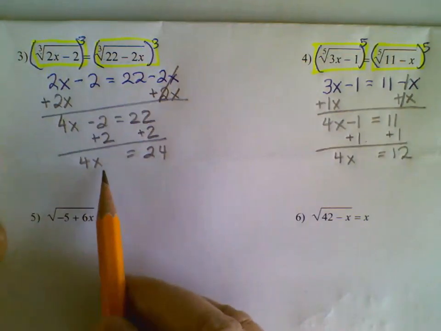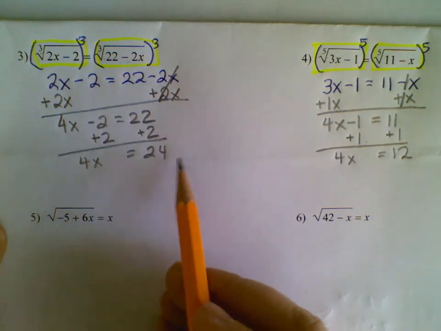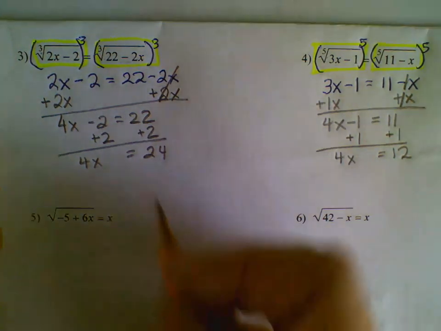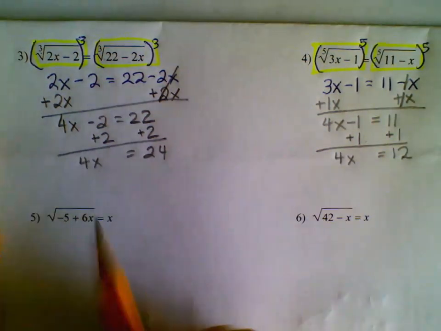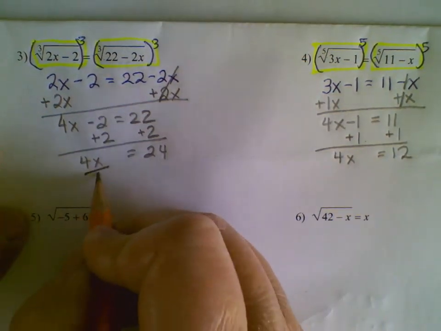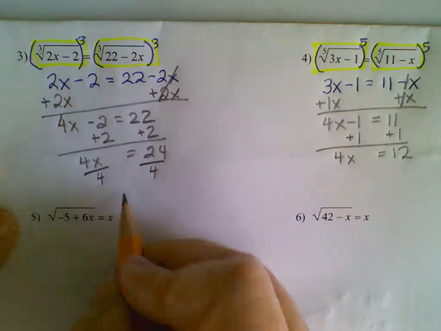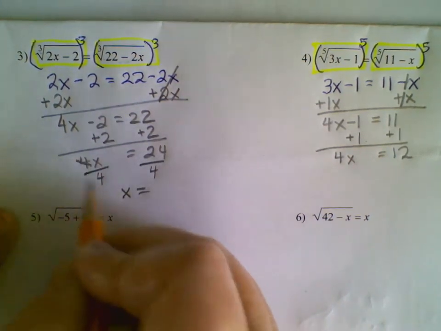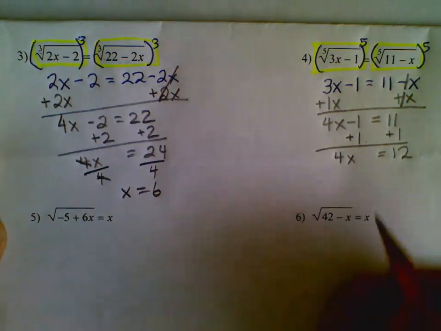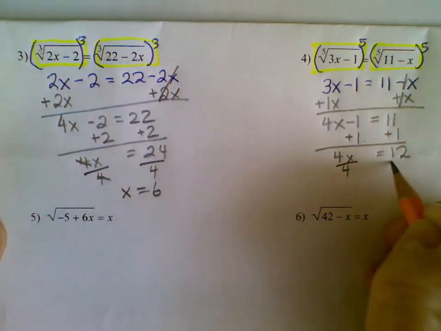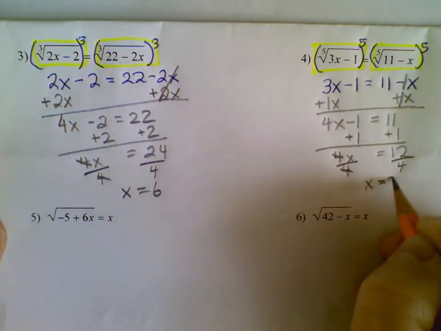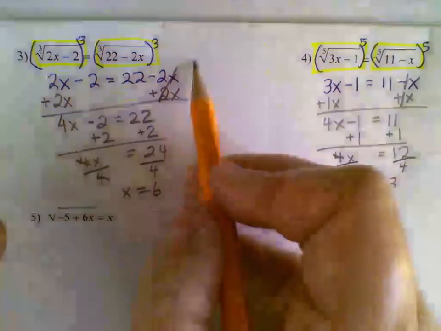So you notice in both cases I have something times x equals a number. Since it's something times x, the logical next step is to divide by that number. In this case, in both cases, it's 4. It might be a 3x or a 5x or whatever, and you would divide by that number. So we're going to divide both sides by 4. This gives me 24 divided by 4 is 6. Notice I'm not boxing that up yet because I still have to check it. Over here, dividing by 4, 12 divided by 4 gives me x equals 3. All right, so I just have to check my answer.